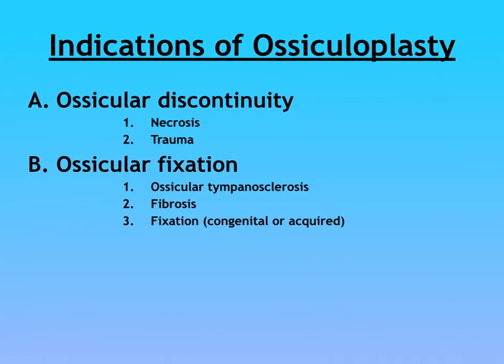These are a few indications for ossiculoplasty. Ossicular discontinuity is the commonest, either because of necrosis or trauma. Ossicular fixation is another condition where you have to go for ossiculoplasty. So these are a few pictures showing ossicular necrosis. You can see there is no incudostapedial joint, only the head is visible.